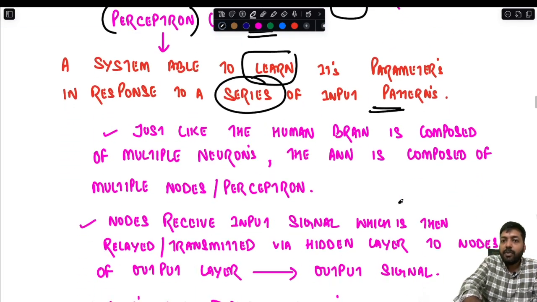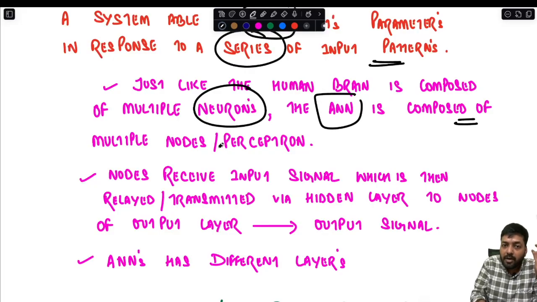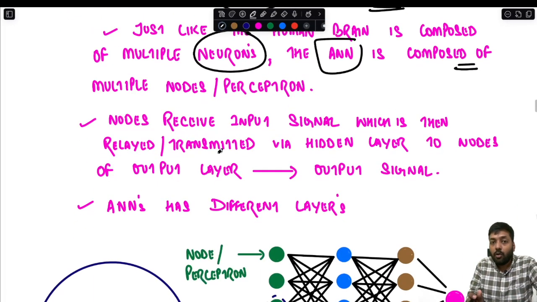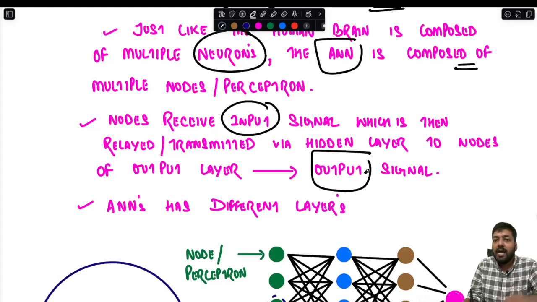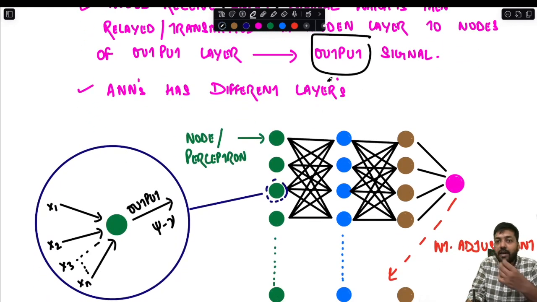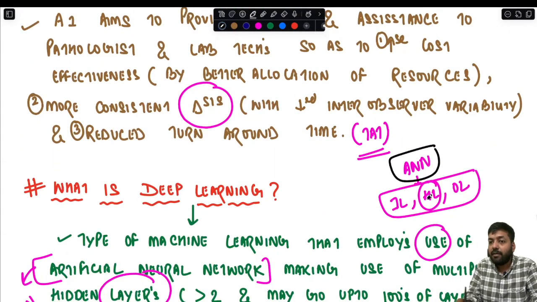So just like the human brain is composed of multiple neurons, the artificial neural network is composed of multiple nodes or perceptrons. And I will show you with the help of a diagram, do not worry. The nodes receive an input signal, which is then relayed via the hidden layer to the nodes of the output layer, and ultimately an output signal is given to the external world. Artificial neural networks have different layers. As I told you, in deep learning, the ANN has multiple layers, and whenever there are two or more hidden layers, such artificial neural network based learning is called deep learning.